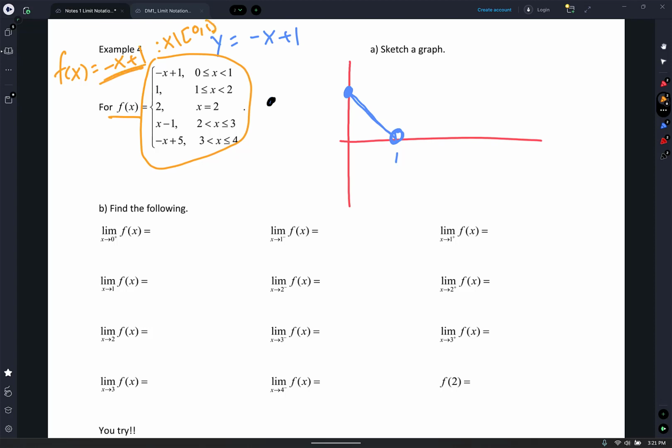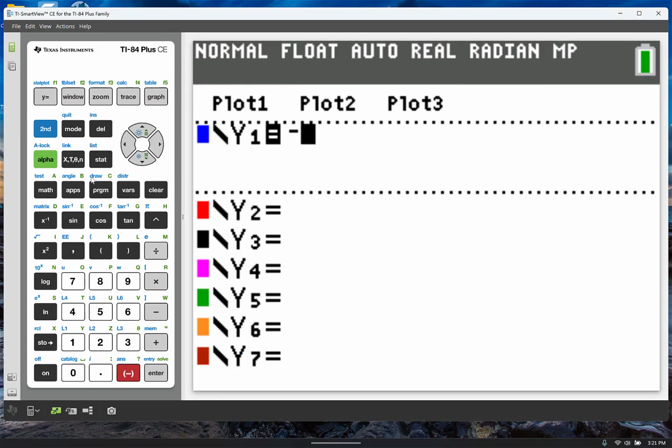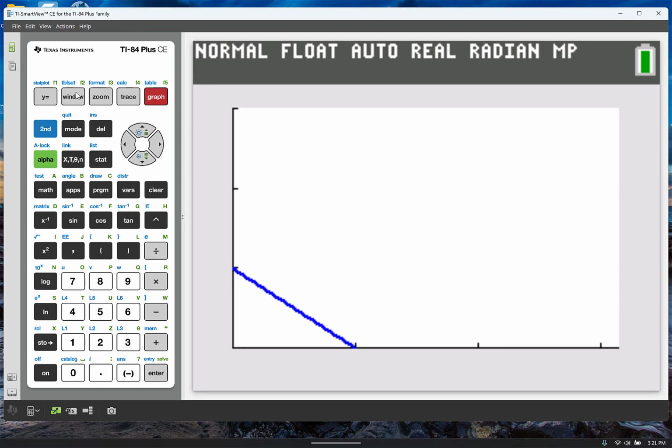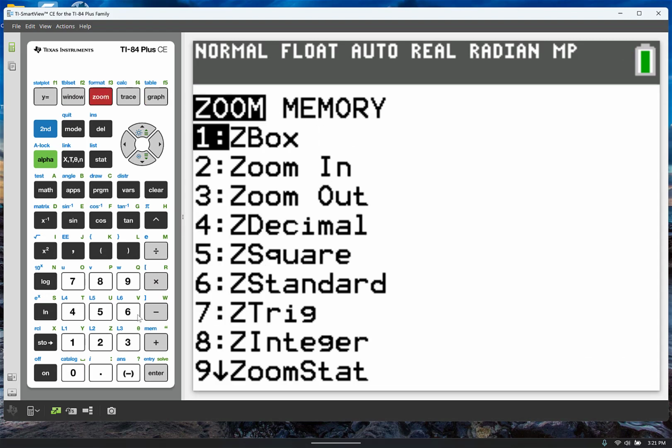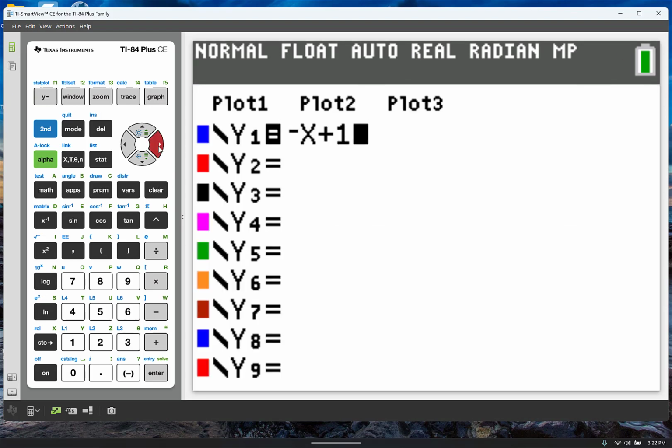So what that means is this. This graph, negative x plus 1, let me go ahead and graph it with my calculator here. I'm going to type it in like this, negative x plus 1. Let me do a regular window. There it is. This is negative x plus 1, right? But I don't want to graph it from negative infinity to positive infinity, or all real numbers. I want to graph it only between 0 and 1, because that's where it tells me, right?